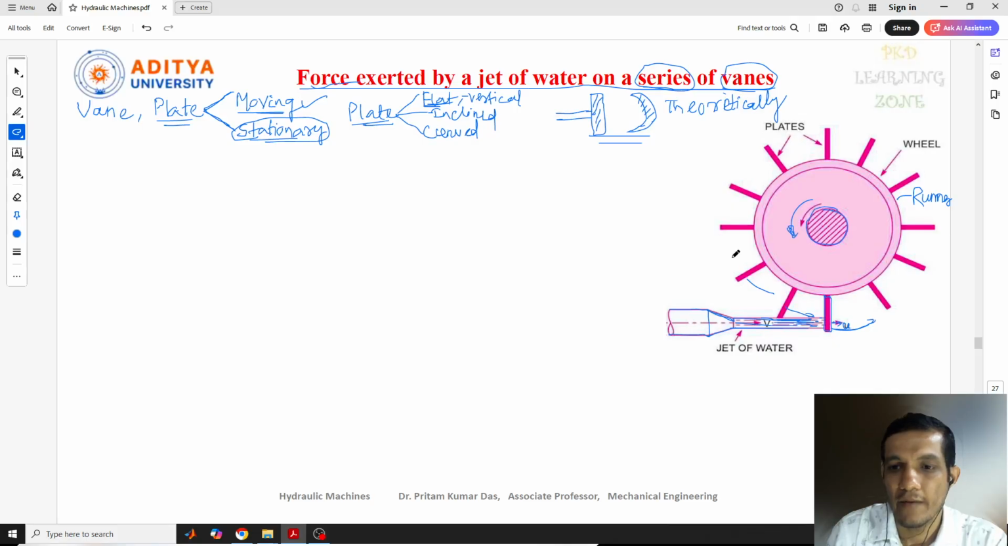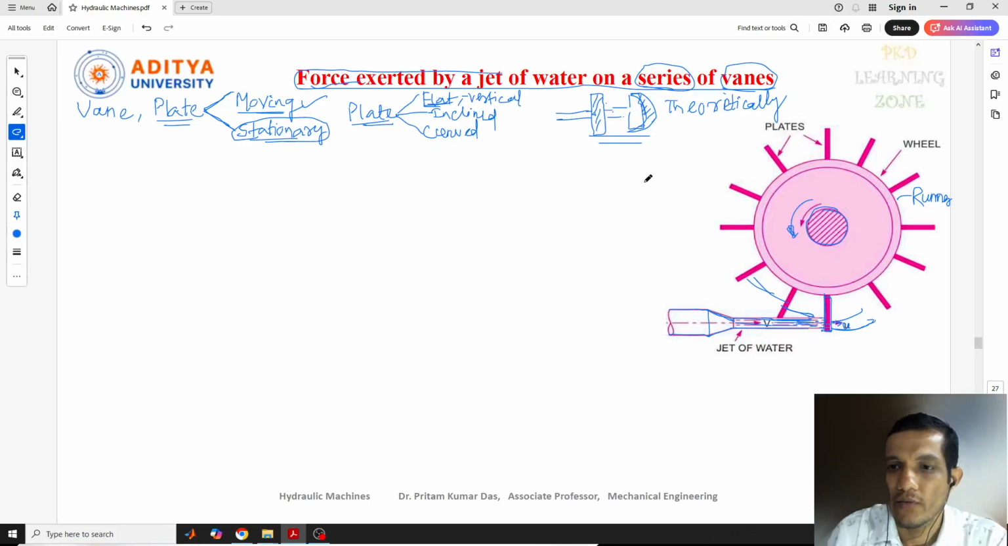The direction is given here, and we need to find out the force exerted by the jet of water on the series of vanes. Previously only a single plate or single vane was there. Now once it starts moving, the next one will come like this. Now here it is different. Once the jet is striking here, how is it striking? It strikes tangentially at this point. Once it goes out, again the second vane will come, then the third vane, then the fourth vane. All the vanes are going to be struck by this jet. So that's why here the mass of fluid will be different.